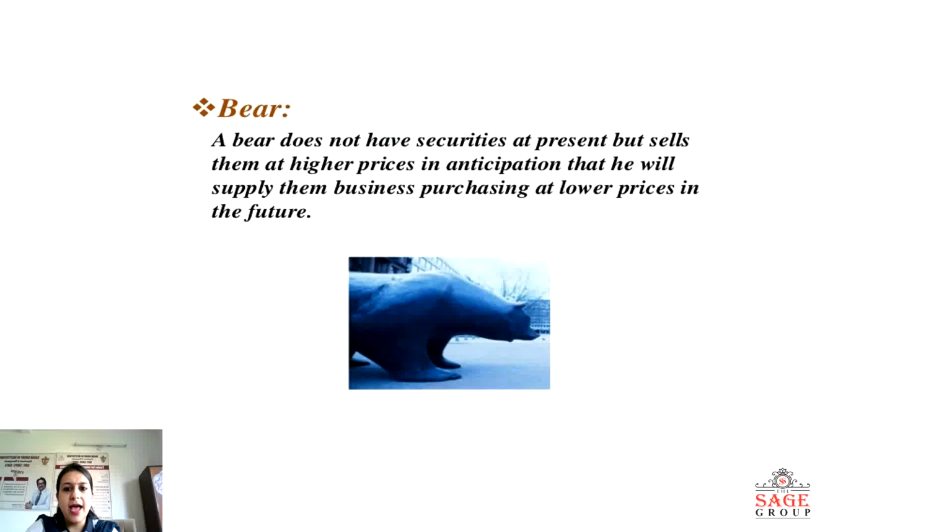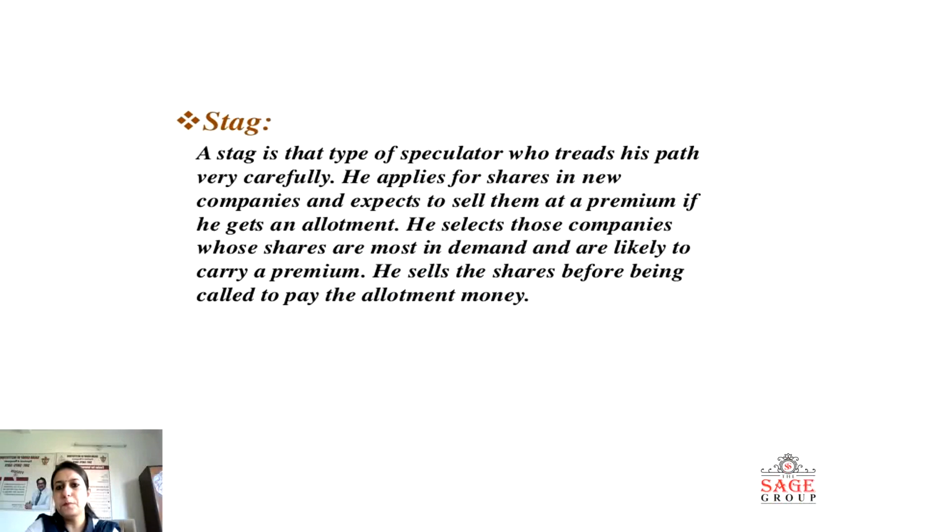A bear does not have securities at present but sells them at high prices in the anticipation that he will supply them by purchasing at lower prices in the future. So a bear is totally the opposite of the bullish trend. In the bear trend, we are just anticipating that the share prices will come lower in the future.